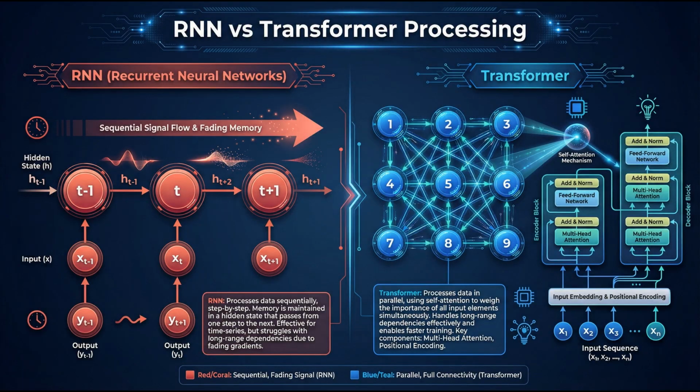Before transformers revolutionized AI, recurrent neural networks, or RNNs, were the standard. But they had a major flaw: sequential processing. Information had to flow step by step, creating a bottleneck where long-range context was often lost. Transformers solved this by processing the entire sequence at once, creating direct connections between every word.